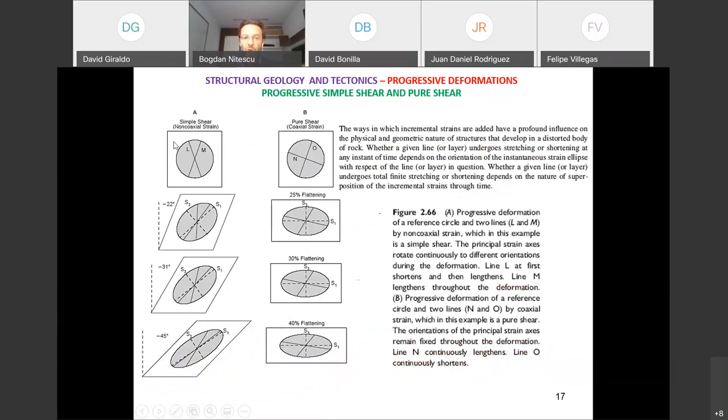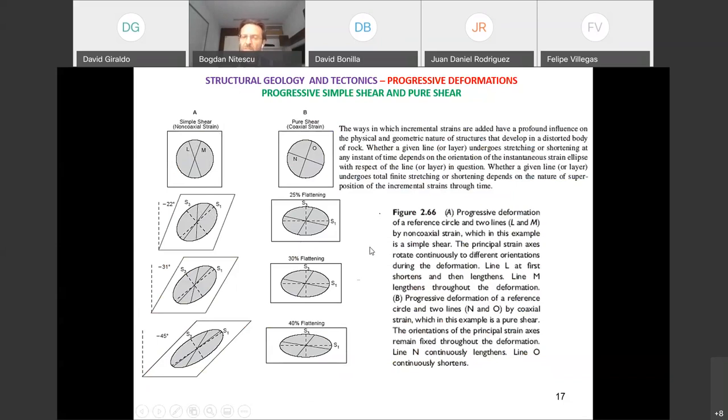It's from the other textbook. And it shows you simple shear. So you see how the ellipses kind of rotate, and the principal axes of deformation, which are the dashed lines here, S1, S3, how they change their orientation with deformation. And they don't change it here. But also what this figure introduces is these lines, like random lines. One is called L, one is called M.